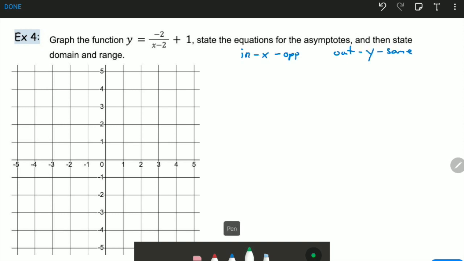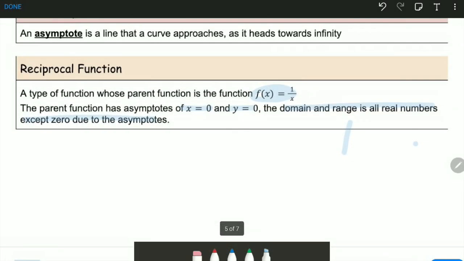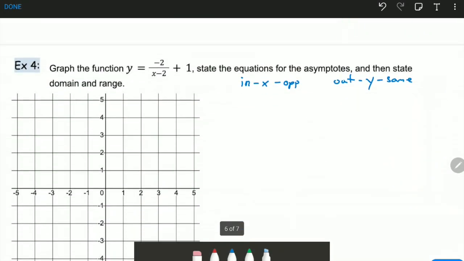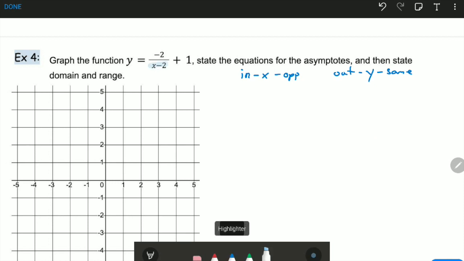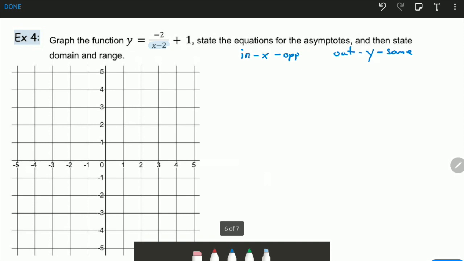Inside in this type of function means inside with x, like it always does. X is in the bottom in this type of function, bottom of the fraction. Therefore, if there is something in the bottom of the fraction with x, it affects it when we apply our transformation rules. So I see x minus 2 in the bottom of the fraction. Therefore, inside affects the x values, but in the opposite way. So it's going to actually have an effect of adding 2 to the x values.